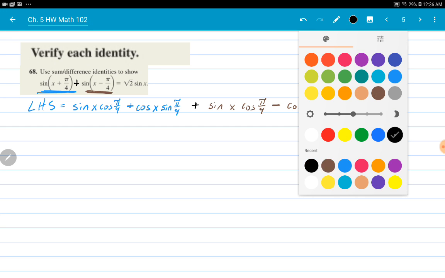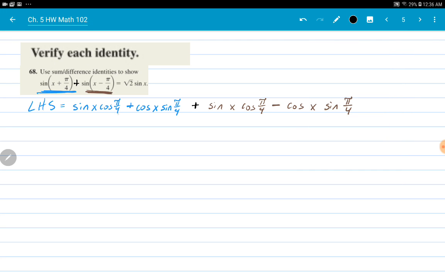And then we can go through and see that cosine of pi over 4 is radical 2 over 2. Sine of x is still a variable, so I can't do anything with that just yet. And then I have cosine of x sine of pi over 4, which gives me radical 2 over 2. Sine of x, cosine of pi over 4 gives me radical 2 over 2. Minus cosine of x, sine of pi over 4 gives me radical 2 over 2.